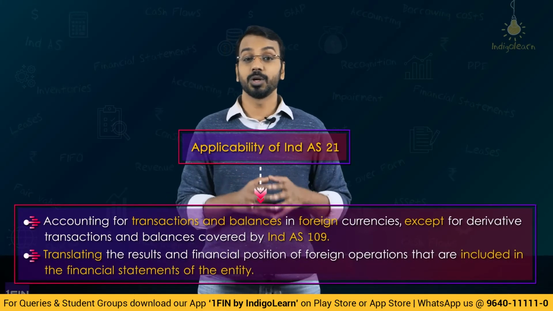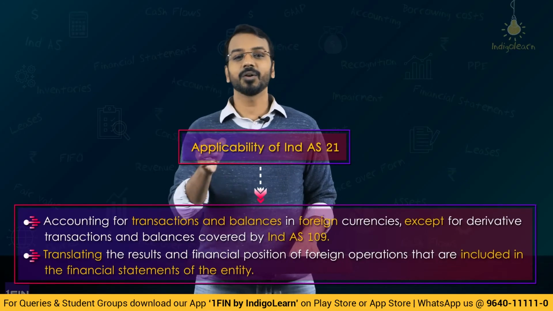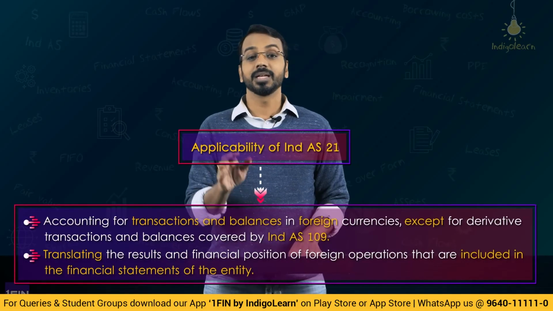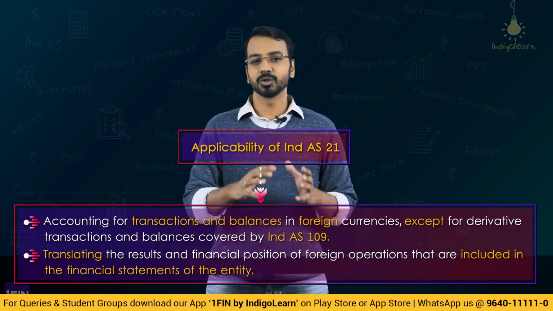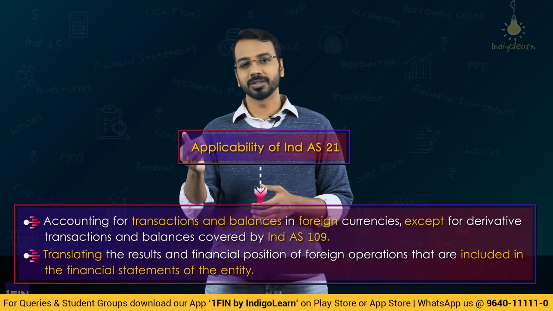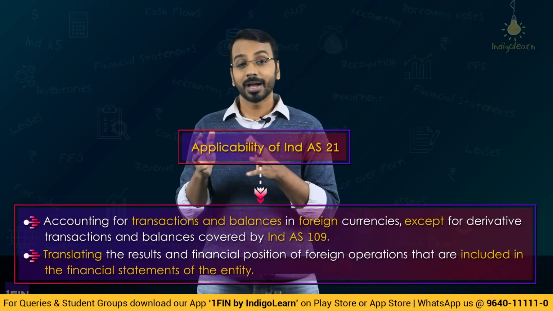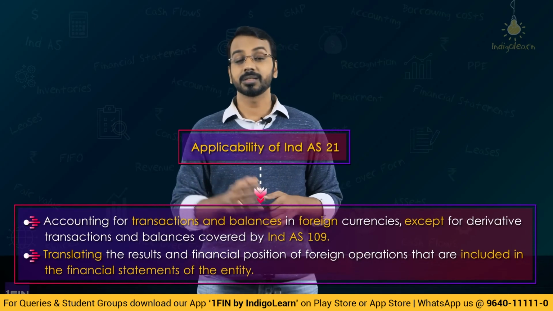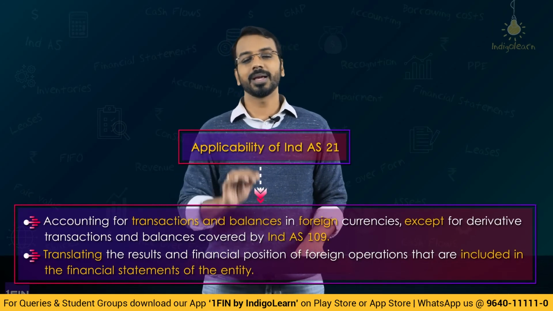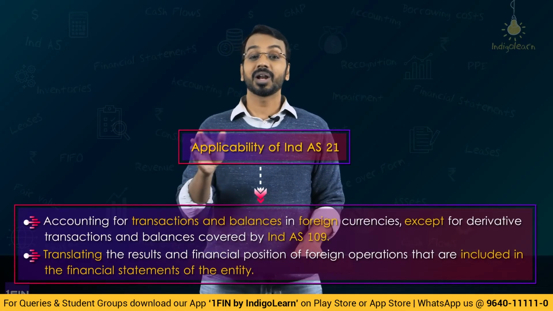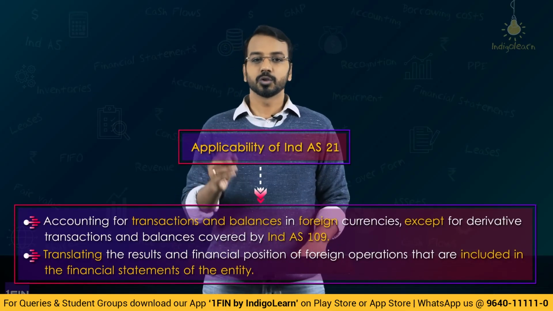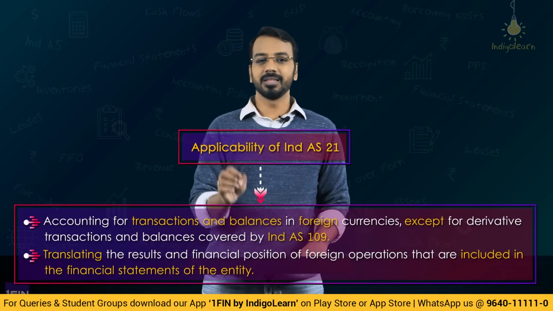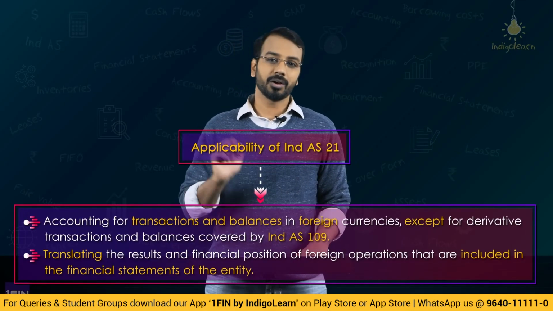Second, you will apply Ind AS 21 for translating the financial statements of foreign operation when you are incorporating them in the financial statements of the entity. So, when there is a foreign operation, say a branch or a subsidiary, then when you have to incorporate those financial statements in the reporting entity's financial statements, you will use Ind AS 21, you will apply the principles of Ind AS 21 and translate those financial statements. So, basically you will translate the statement of financial position or the balance sheet and the results, that is the P&L of the foreign operation.